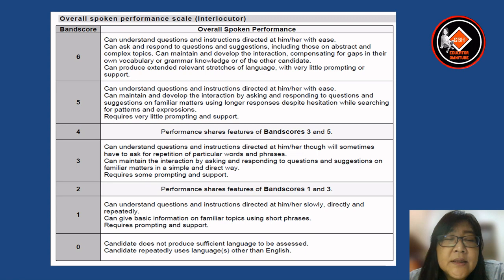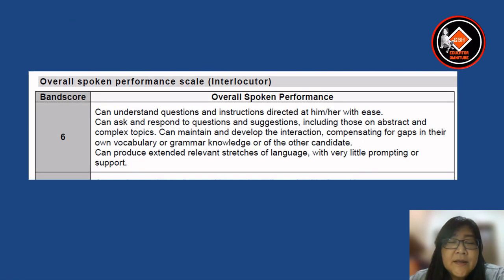Now, this is another assessment scale. This is for the interlocutor. So here you can see that it is an overall spoken performance. So you have the band or the score of 1, 2, 3, 4, 5, and 6. To score 6 marks, you have to make sure that you fulfill the overall spoken performance criteria for band 6. Dear students, let's look at the score of 6. How to get a score of 6? So this is the interlocutor's marks.